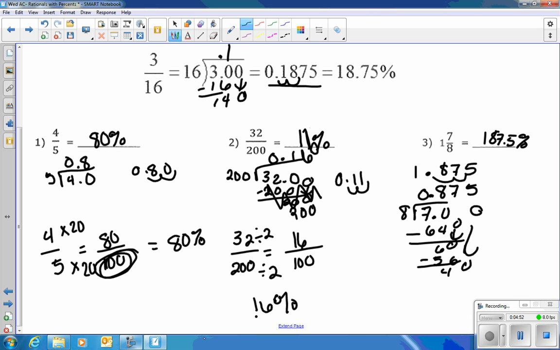On this last one, that would not have worked though, because there's no easy number that you can multiply by to turn 8 into 100. So this is the most effective method for that.